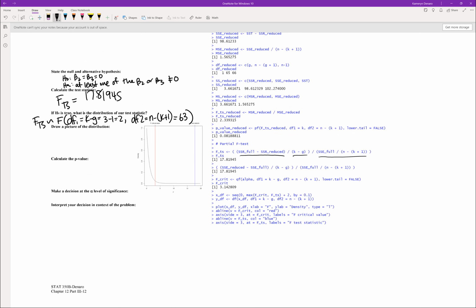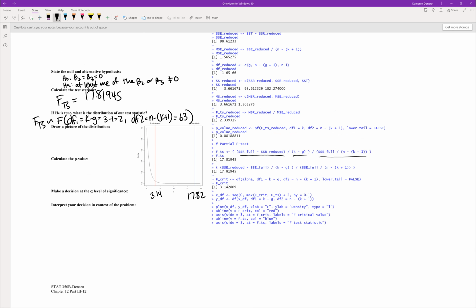Okay, draw a picture of this distribution. So it's going to be skewed right. It's going to peak at 1. We get our critical value. In our case, the critical value is 3.14, right? And our test statistic, right, was 17.82. And we can see that our test statistic is much larger than our critical value, right?